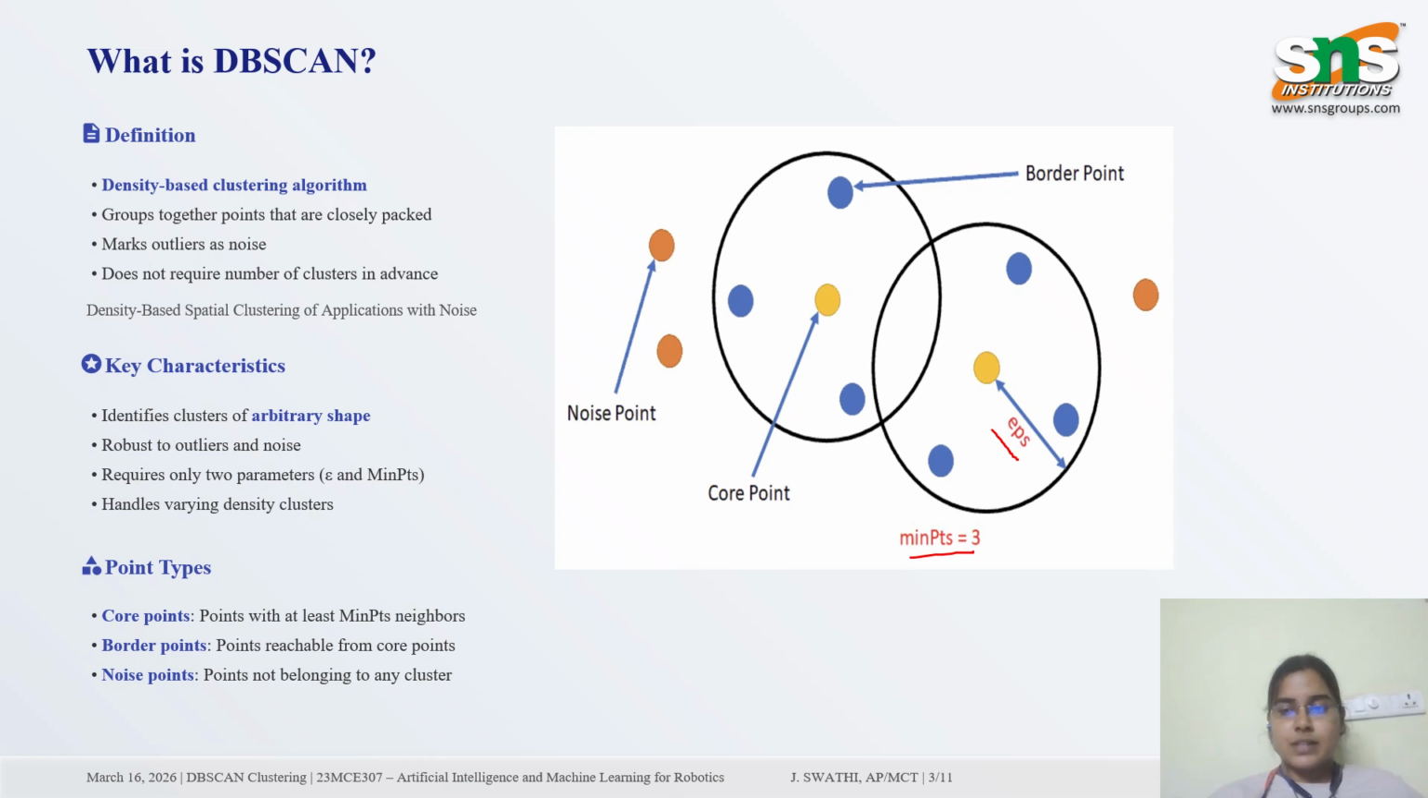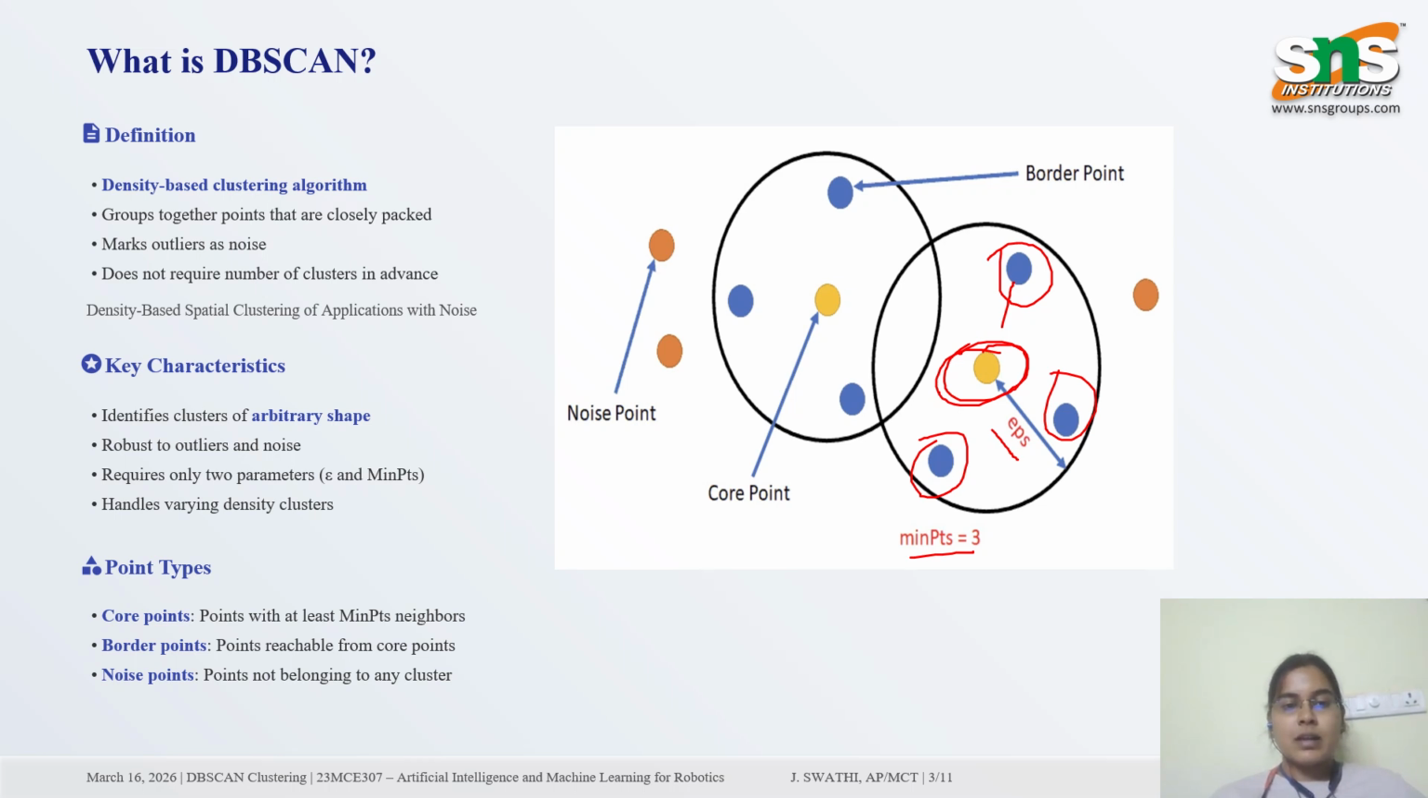We have types of points, like core points. A core point is nothing but a point with at least min points neighbors. If I mention that minimum points is equal to 3, the core point should have a minimum of 3 points near it. If I select this yellow one as a core point, with minimum points equal to 3, it should have 3 minimum points nearer to it: 1, 2 and this is 3. So it has 3 minimum points around it, and this yellow point can be called a core point.